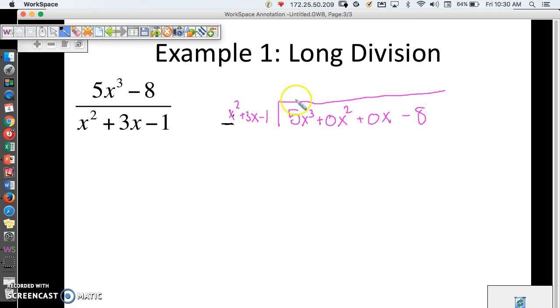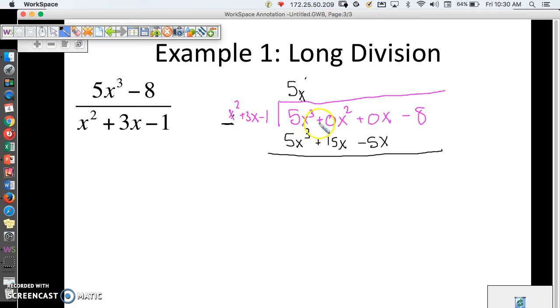And now, much like long division, we focus just on this part. How many times does x squared go into 5x cubed? X squared times what gives you 5x cubed? Well, that's 5x. So now we multiply it out. So 5x times x squared is 5x cubed. 5x times 3x is 15x squared. And then 5x times negative 1 is negative 5x.